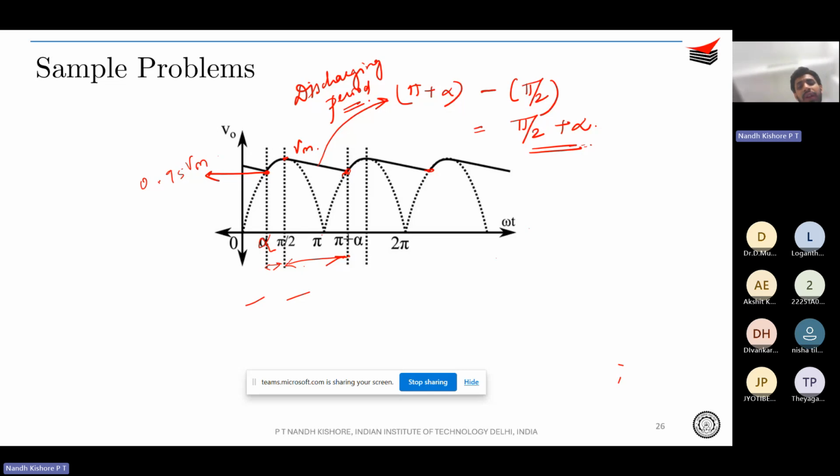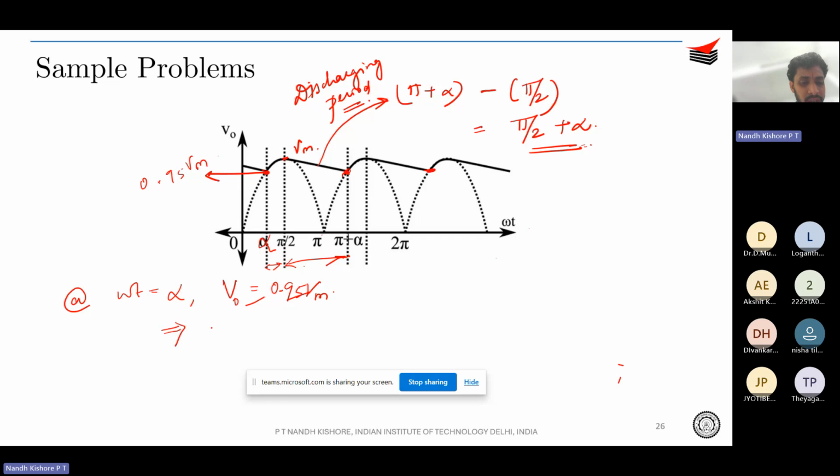Okay, so we will take the reference of what is given over here. It is given that at omega t equal to alpha, V naught is equal to 0.95 times Vm. This is a point, correct? The 5% ripple is given. So we know that at omega t equal to alpha, V naught is equal to 0.95 Vm.